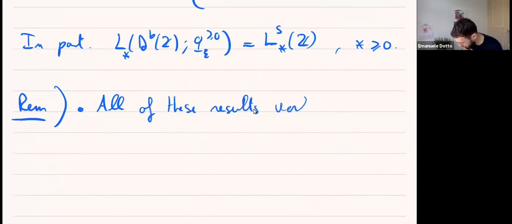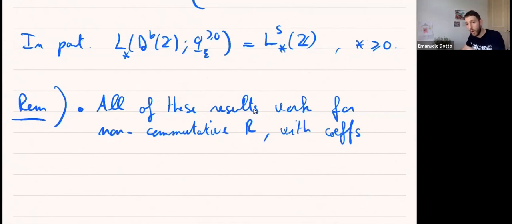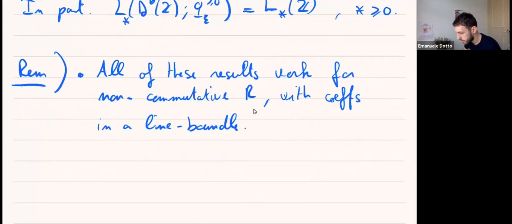This works for non-commutative R, but you need some extra structure on R to make sense of this notion of form, and also with coefficients. We were always taking coefficients in R, but you can take coefficients from a line bundle, and even more generally some version of a line bundle for non-commutative rings as well. So this is really no restriction.